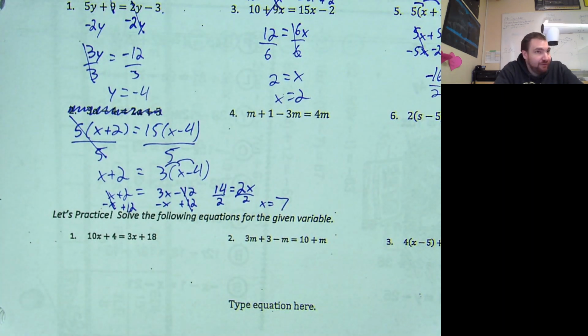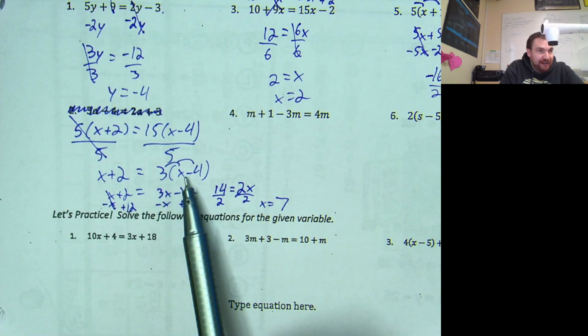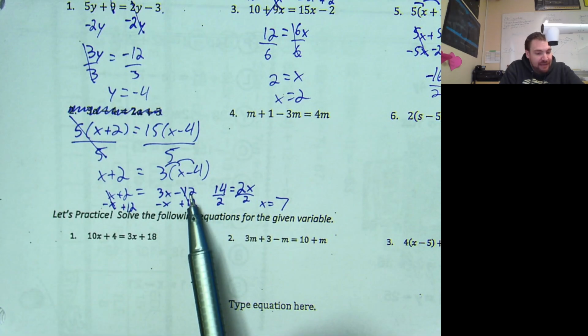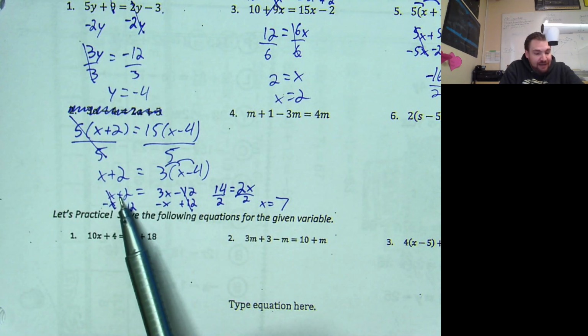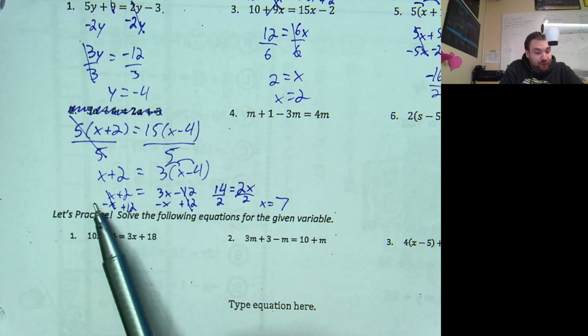Who did I lose? Okay, so where did I lose you? Okay, so after the dividing, I had x plus 2 equals 3 bracket x minus 4. We're cool with that? So then I distributed it in. I got 3x minus 12 on this side. I still had x plus 2 on this side. I got 3 x's here, and I only got 1 x here. So I subtracted x on both sides to move this one over.